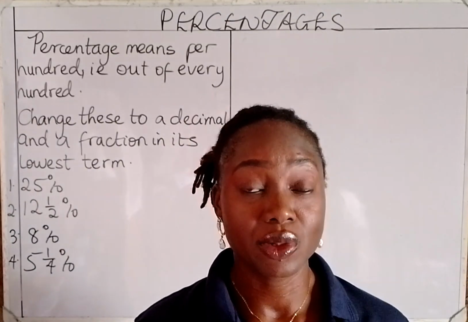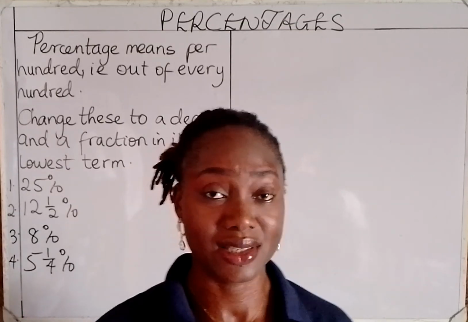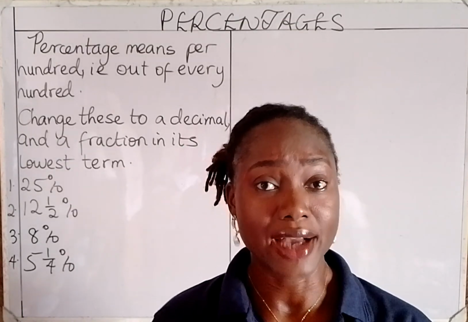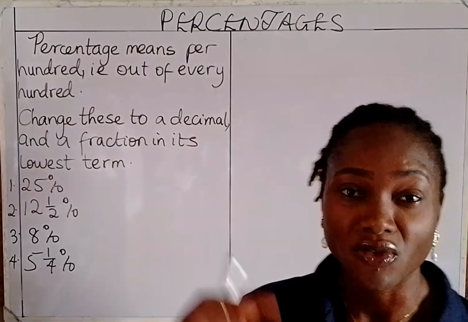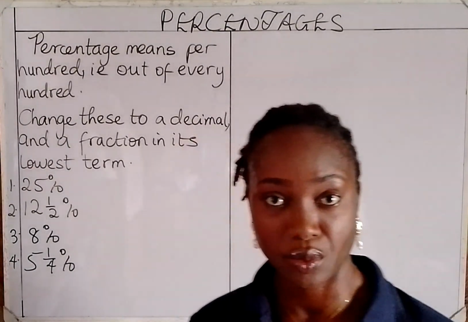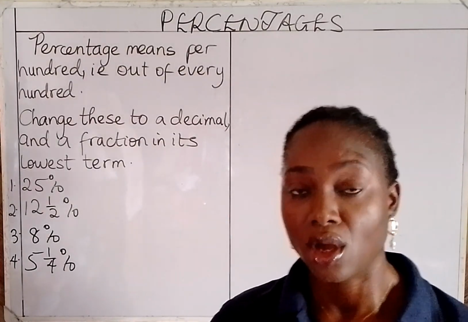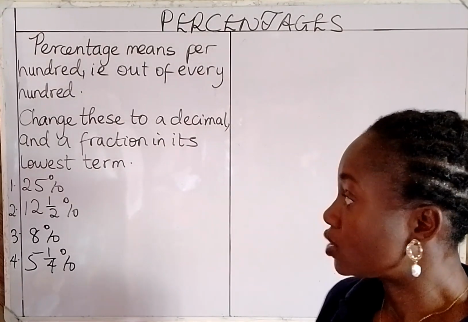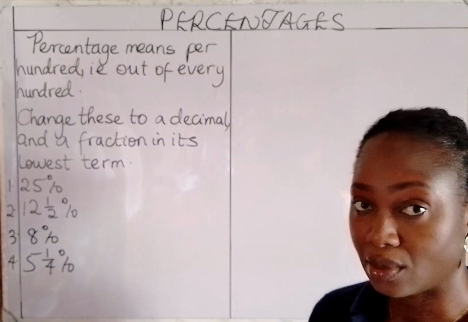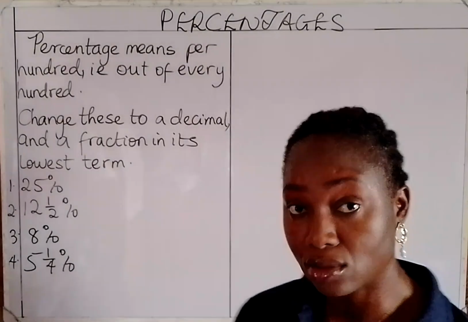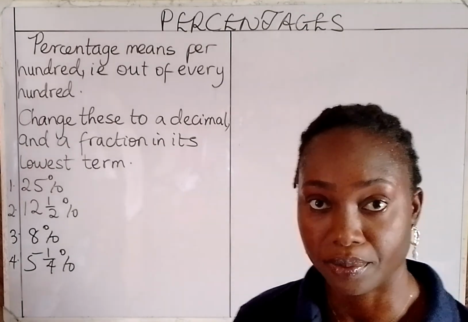Okay, today we're going to be learning about percentages. Alright, what are percentages? Percentages are actually per 100, that is out of every 100. Okay, percentage simply means out of every 100. Alright, so we're going to be looking at some questions here on percentages, on how to convert them to what? Decimals, and also reducing them to its lowest term.